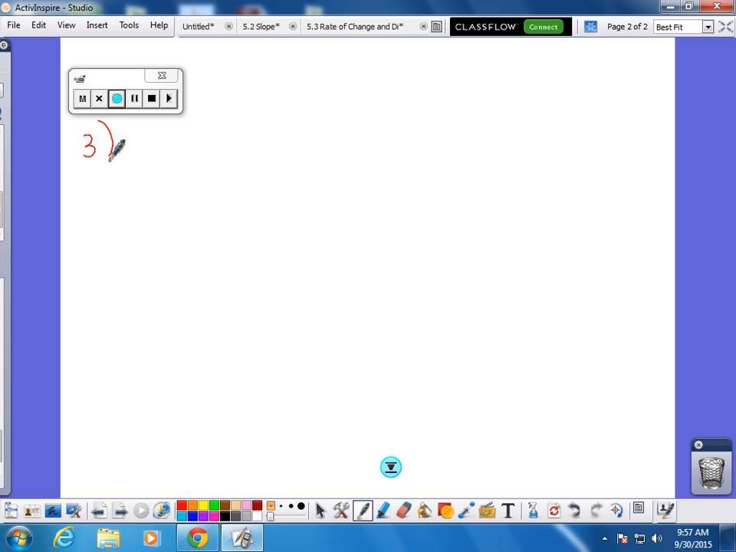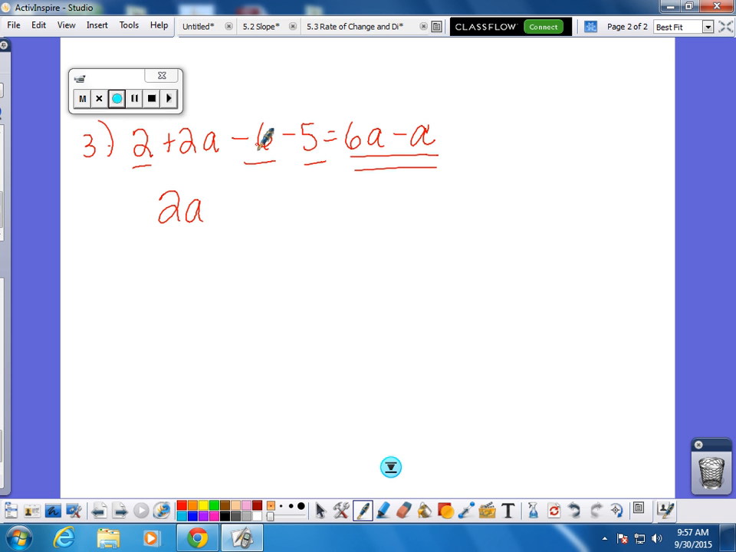Number 3. We got a lot of like terms here. As long as they're on the same side, we just put them together. What would I have with a -6, a -5, and then a +2? -9. Good. What is 6A minus 1A? 5A.